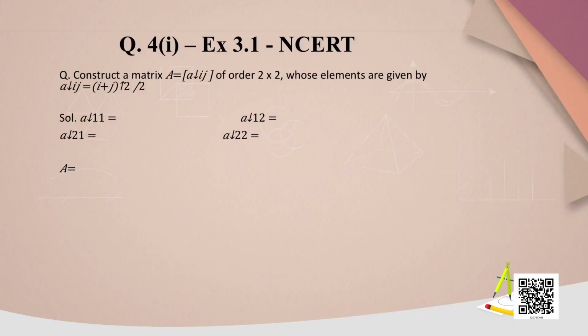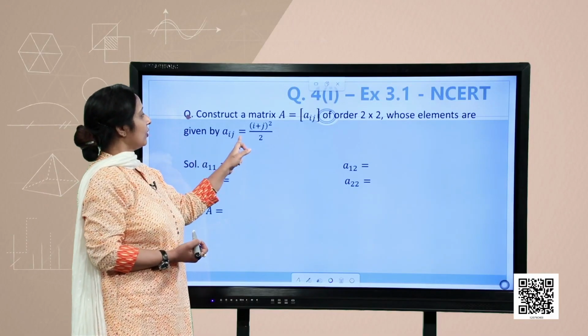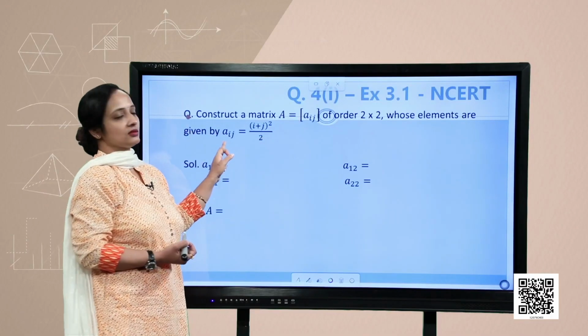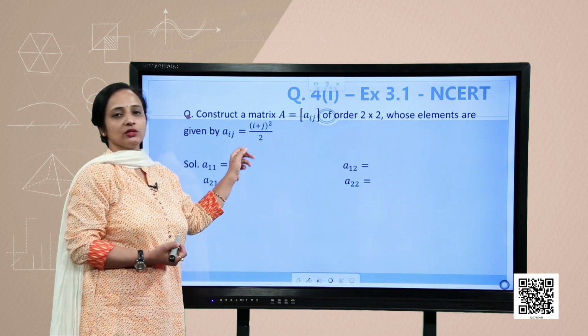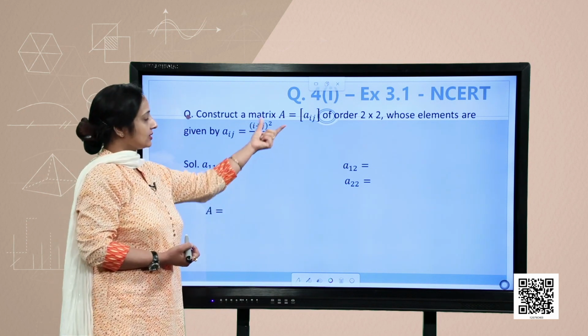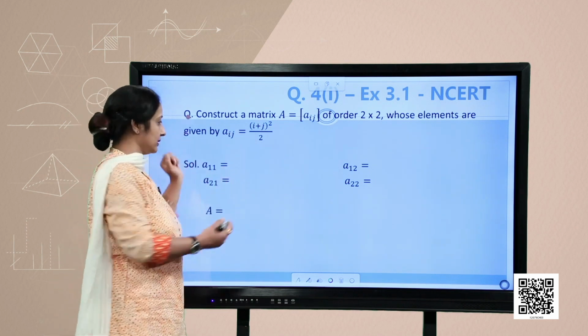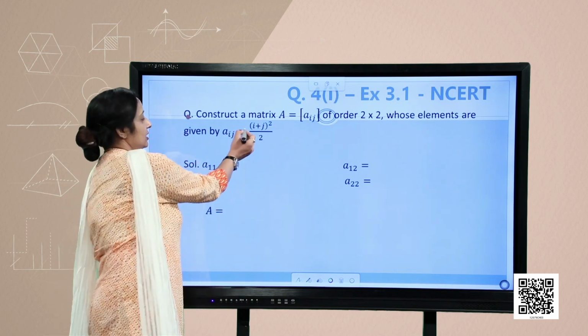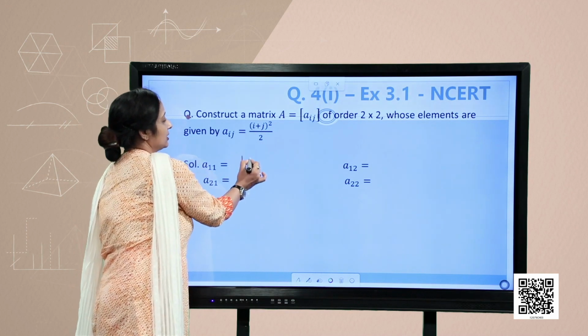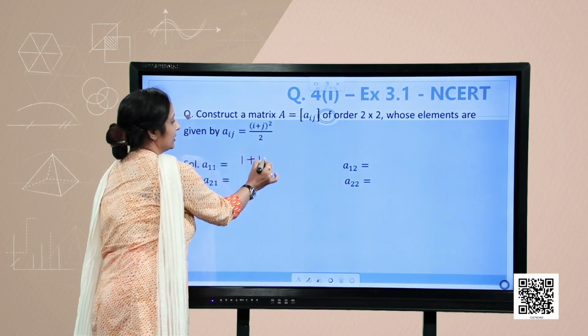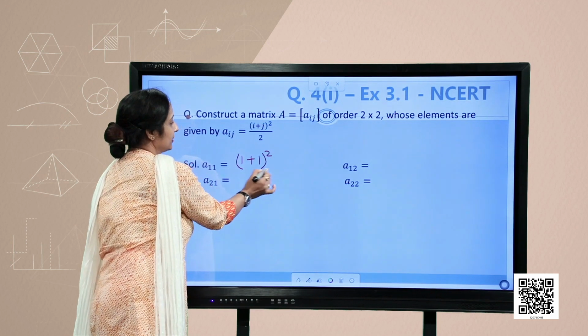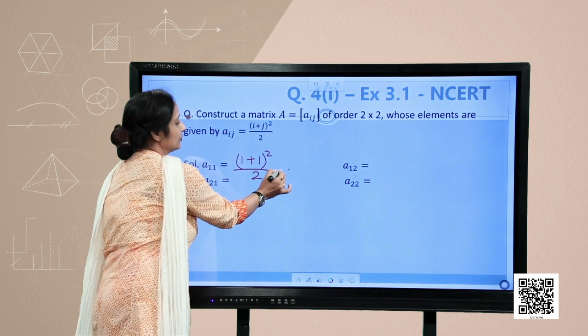So the next question is, can we construct matrices? If I am given an order and a relationship, can I construct a matrix also? Yes, we can. This is the order 2 by 2 and this is the relationship (i plus j) whole square divided by 2. Since the matrix has order 2 by 2, we are going to have these 4 elements only. A11, put i equal to 1 and j also equal to 1. Square it up, divide by 2.